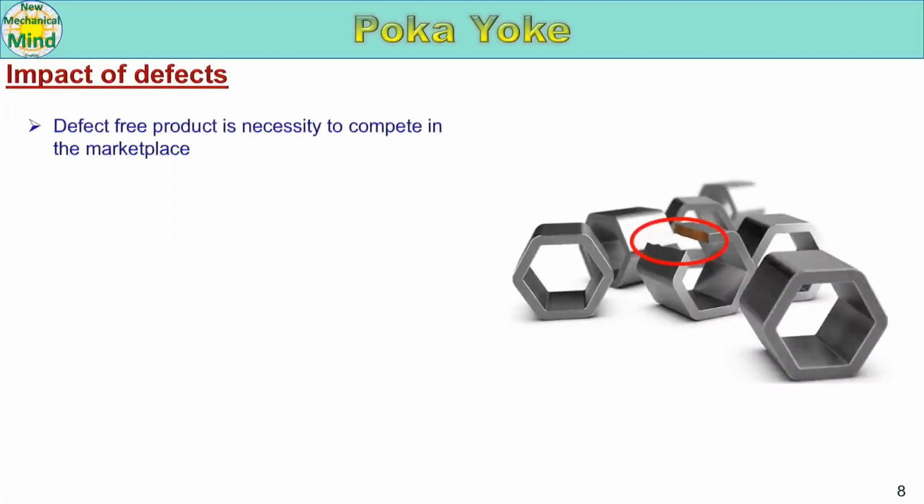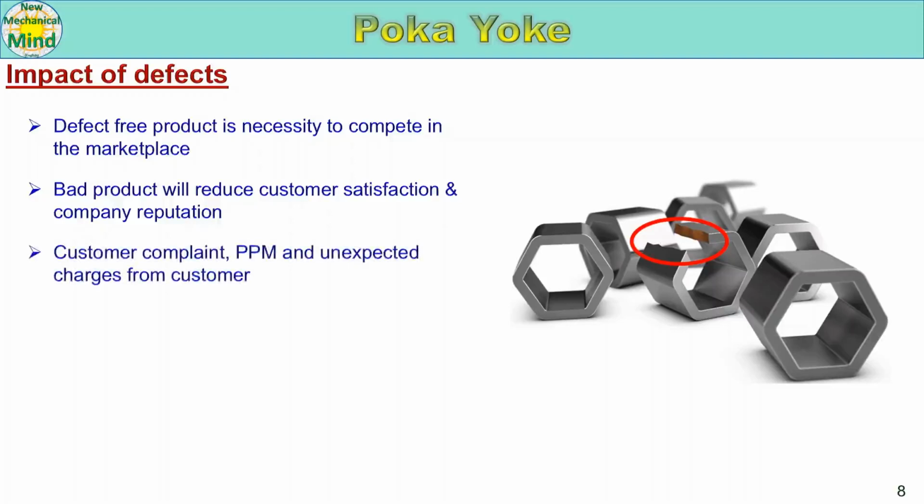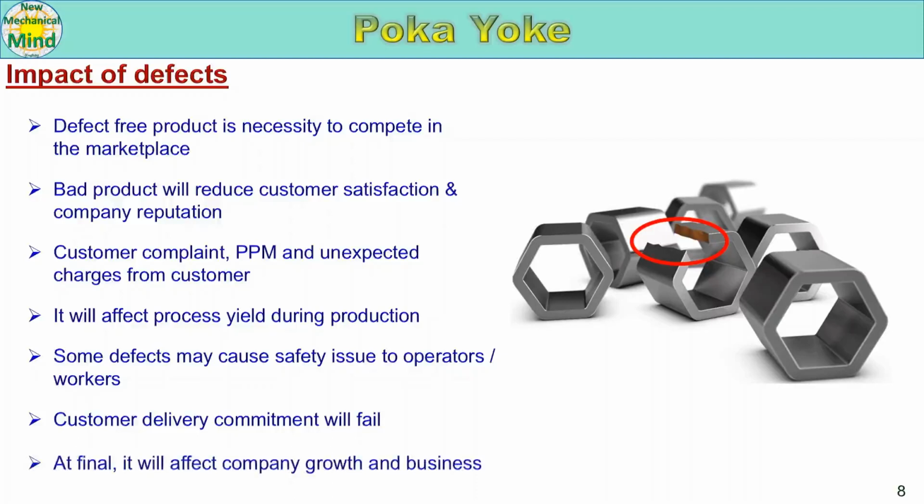Impact of defects. Why do we have to bother about these defects? Because they will have a major impact on our organization. Defect-free product is a necessity to compete in the marketplace. Bad product will reduce customer satisfaction and company reputation. Customer complaints, PPM and unexpected charges from the customer. It will affect process yield during production. Some defects may cause safety issues to operators or workers. Customer delivery commitment will fail. In the end, it will affect company growth and business. So we have to consider defects and take actions to prevent them.